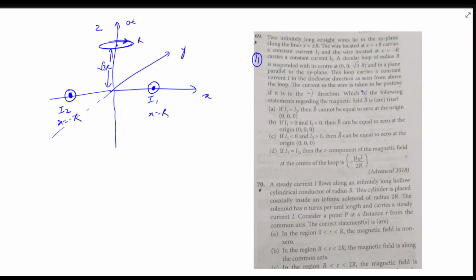The current in the wire is taken to be positive if it is in the positive direction. Okay, perfect. So it's not given. So the wire is like this. So we have wires like this. Okay, these are infinite wires. Okay, let me make this our wire and this our second.